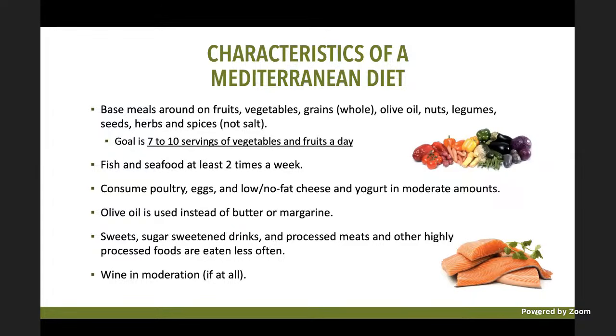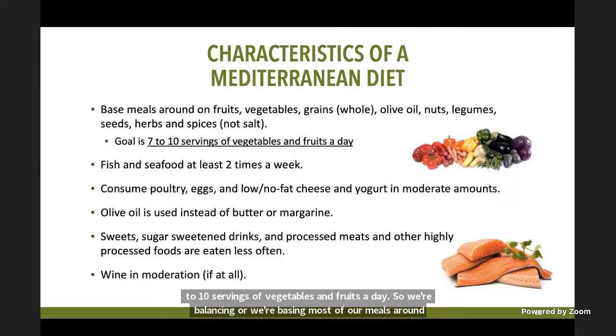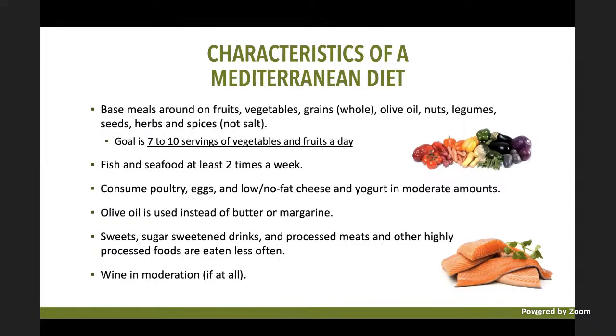We're looking at 7 to 10 servings of vegetables and fruits a day. So we're basing most of our meals around vegetables, fruits, whole grain, olive oil, nuts, legumes, seeds, herbs and spices, but not salt. Sodium is kind of reduced, similar to the DASH diet. Fish and seafood are consumed at least twice a week. Poultry, eggs, low and no fat cheese and yogurt are consumed in moderate amounts, as are poultry and beef.